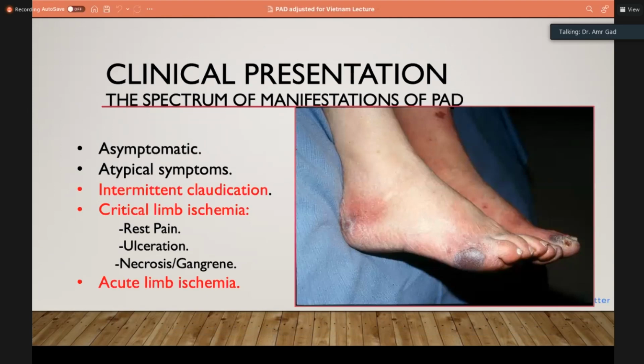We will come to the clinical part, which is the most important clinical presentations of the patients. Either they are asymptomatic, as we said before, or present with atypical symptoms or intermittent claudication. We will see in the next slide the detailed definitions of these, or critical limb ischemia, which is the most important part for us. Critical limb ischemia is presenting by rest pain or ulceration and wounds in the leg or necrosis and gangrene, as we see here, or acute limb ischemia. Acute limb ischemia is outside the domain of our lecture today.